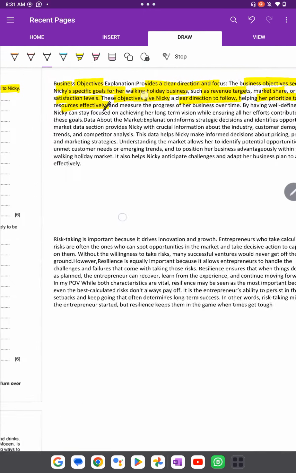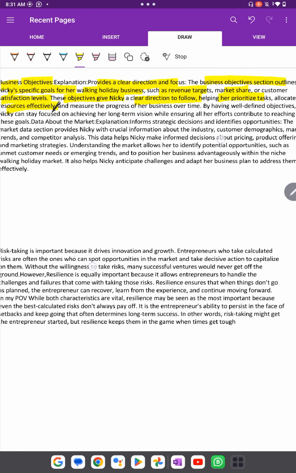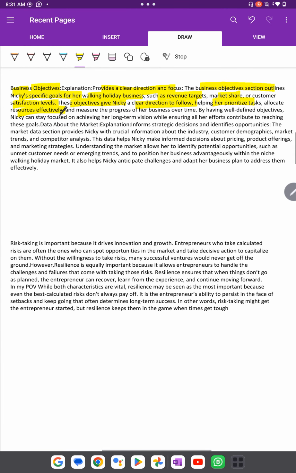You don't need to write a lot of explanation. If you just explain your point well, that's it. You don't need to stretch this point to a very long extent. So you just need to do this till here. Okay. So the next one is the data about the market.